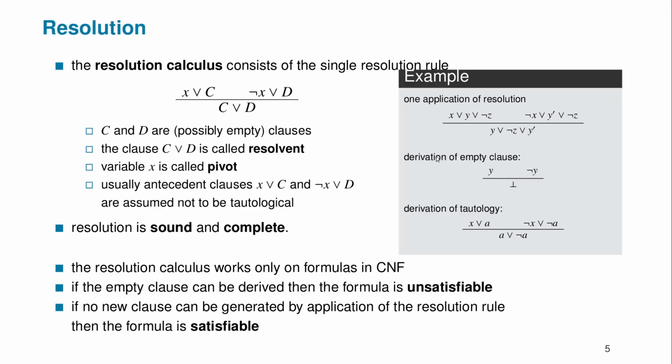Let's look at the example here. If we have two clauses, y and not y, so we have two unary clauses, then from this we can derive the empty clause. This is a very simple example, and at this stage we can immediately see that the formula is unsatisfiable, because we have clause y, and conjunctively connected we have the clause not y, and this definitely leads to a contradiction.